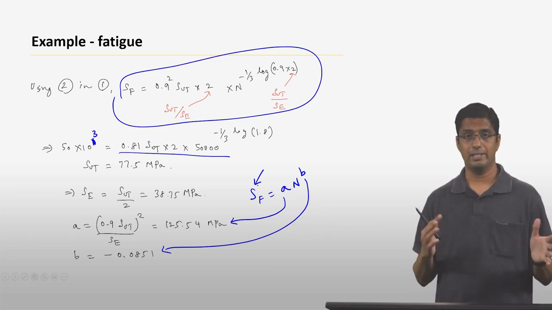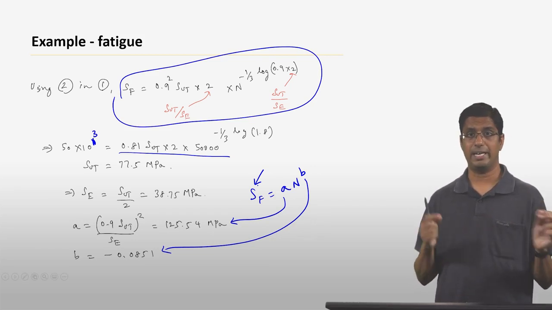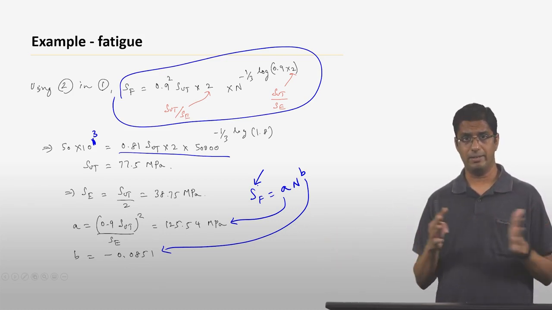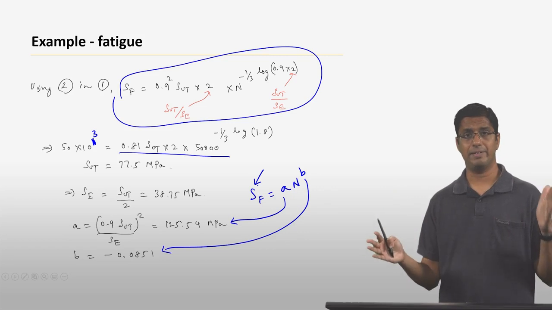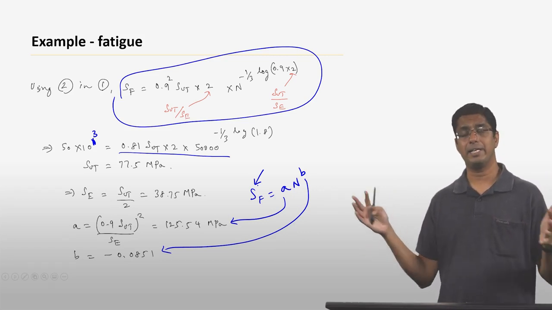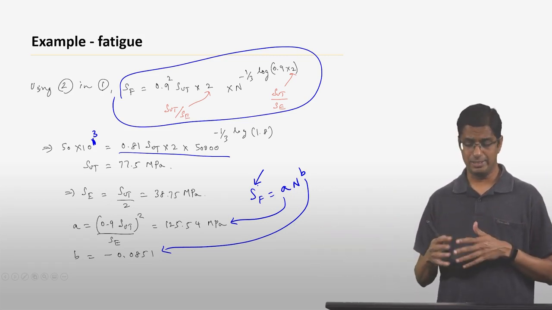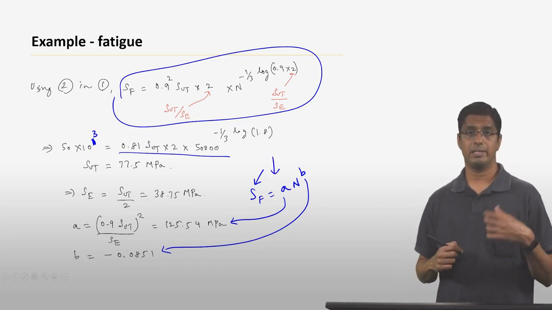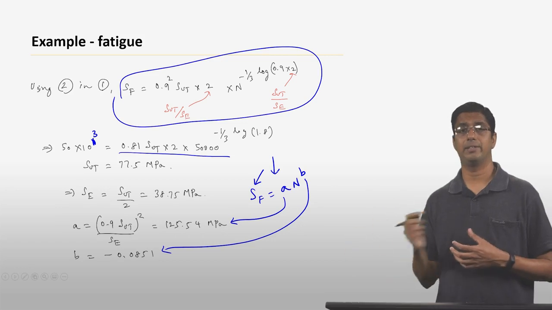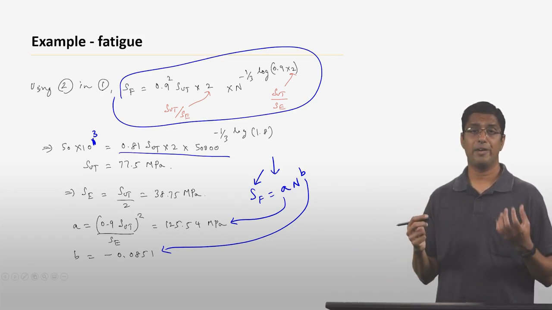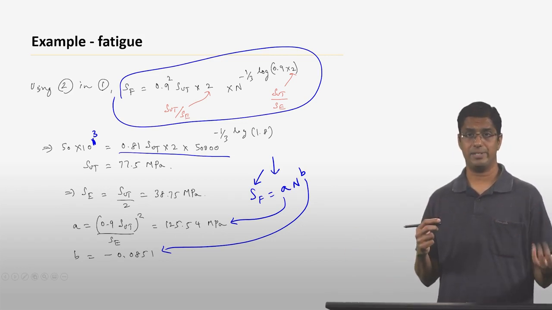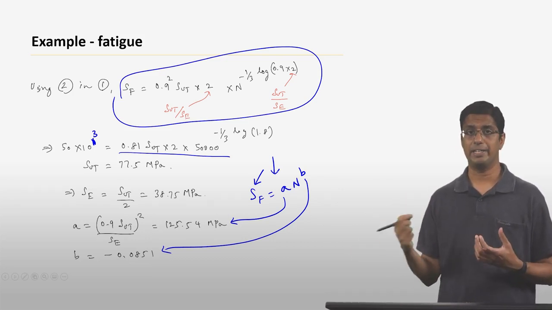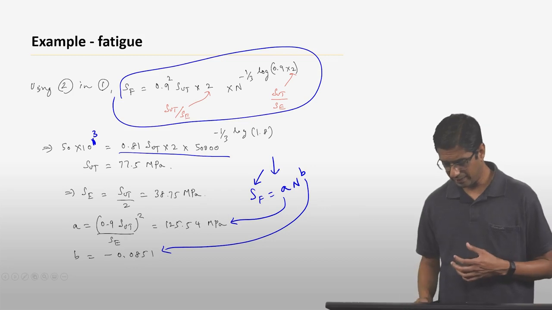Okay, so in this equation, essentially you need to find A and B. Once you find A and B, at least for this particular region where n is between 10 to the 3 and 10 to the 6 cycles, you can use this relationship to find the fatigue strength for a given n. Or, if you are given a particular value of stress that you're going to apply, you can find out the number of cycles to failure. Okay, and that is what we are going to do next.